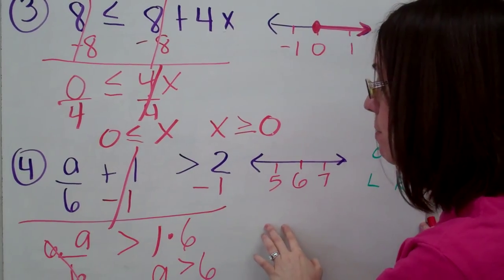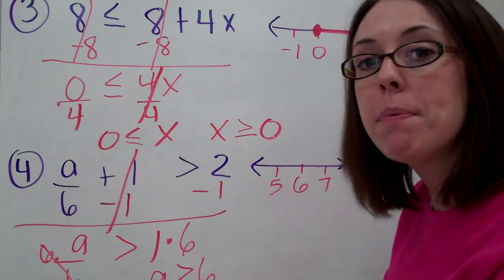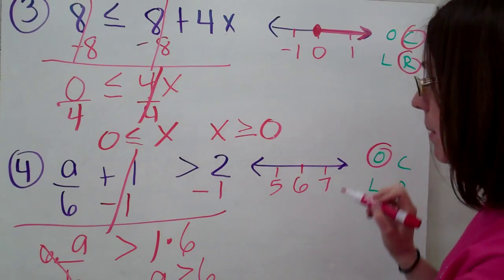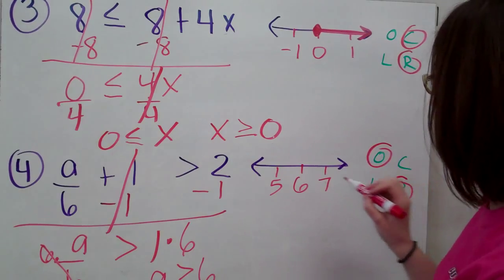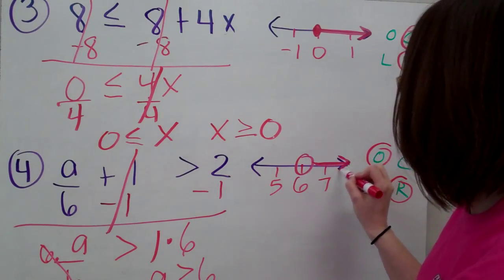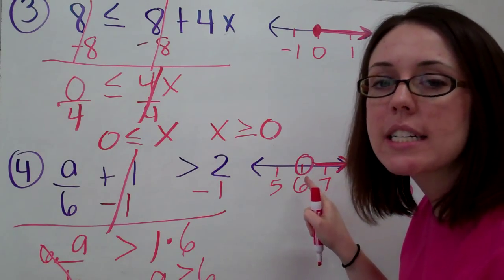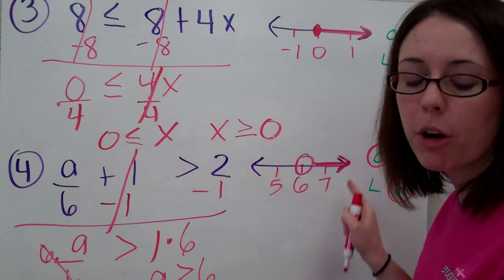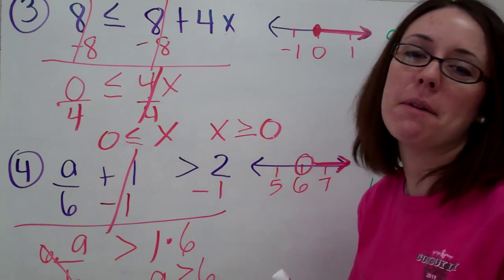Are we going to have an open circle or a closed circle? Well, we're going to have an open circle because it does not have an equals to, and we're going to shade to the right. So open to the right. That means that any number greater than 6, not including 6 because it's an open circle, but any number greater than 6 is a solution. That is how we solve two-step inequalities.